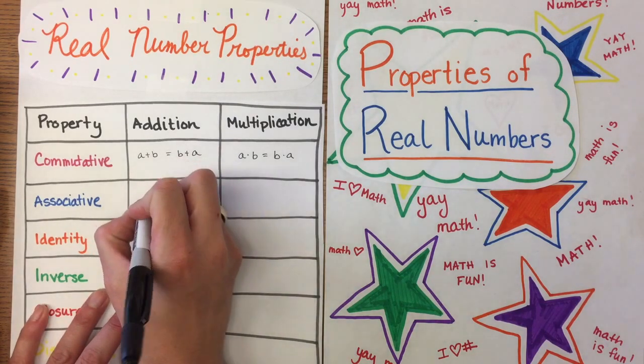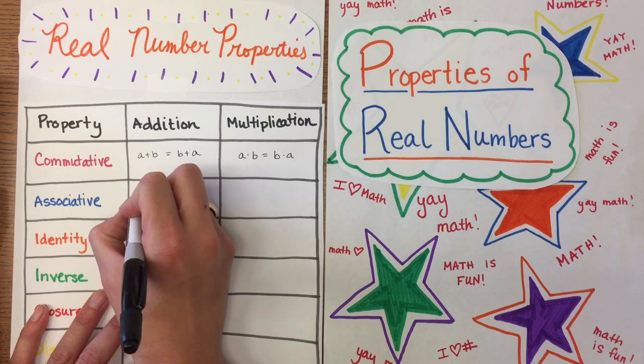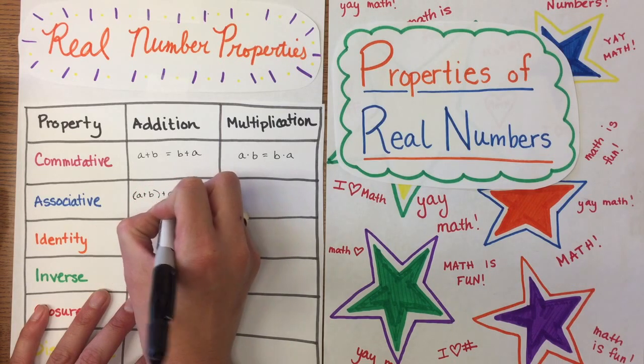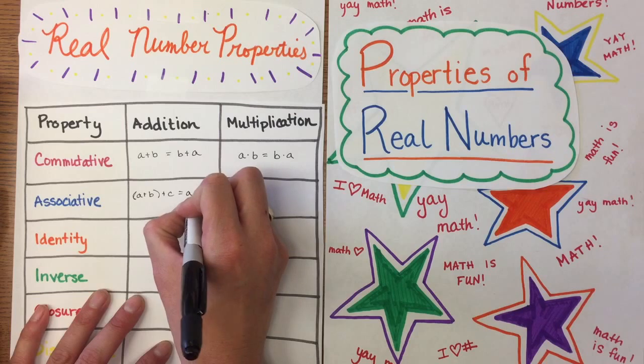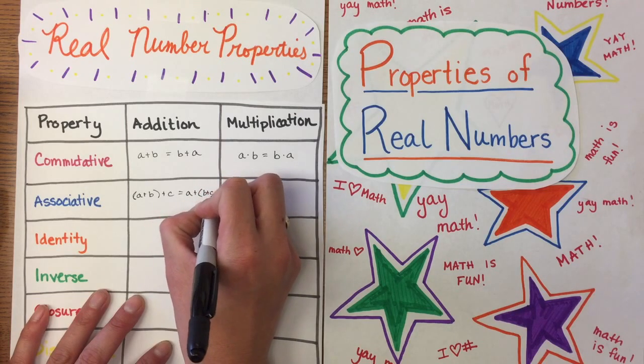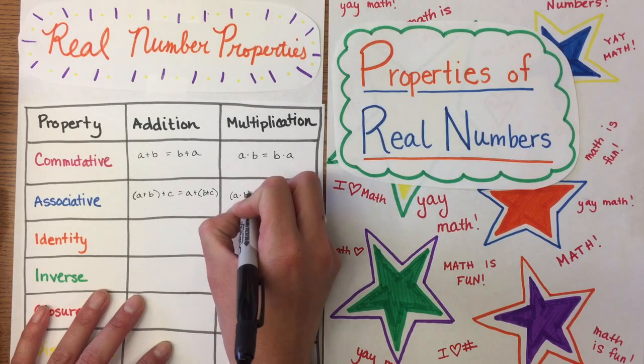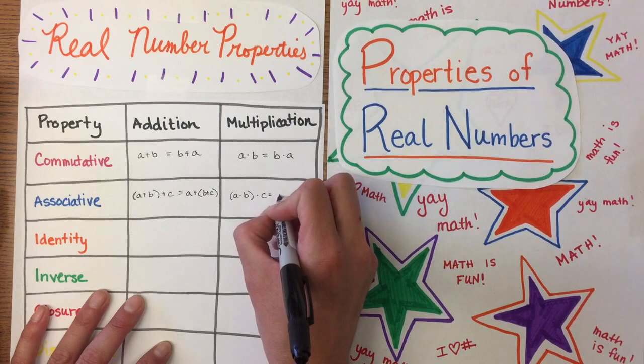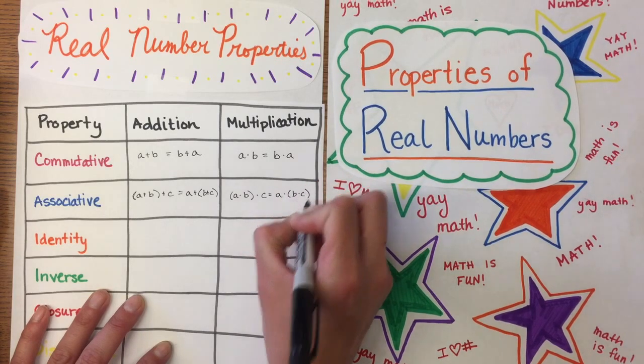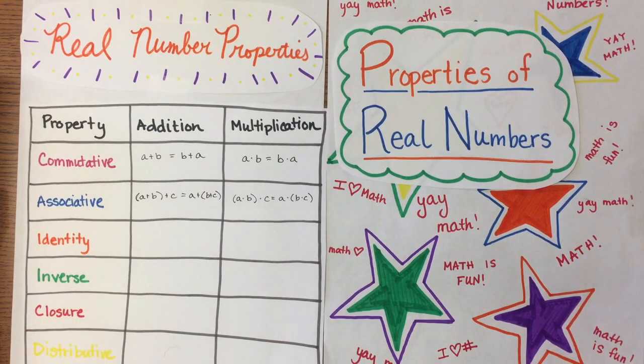The associative property is if we have the quantity A plus B plus C, we could rewrite this as A plus the quantity B plus C. Or for multiplication, the quantity A times B times C could be rewritten as A times the quantity B times C. To associate, if you have friends who are your associates, business associates, they're people that you are connected to or you are grouped with. So the associative property deals with grouping. It's a changing of grouping.